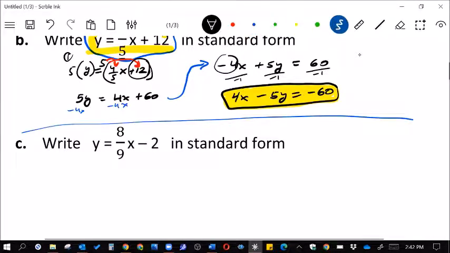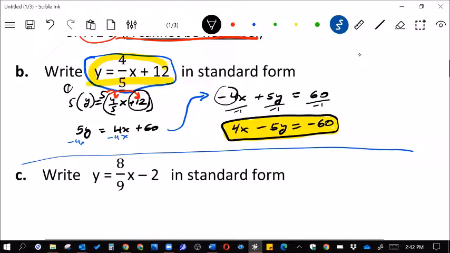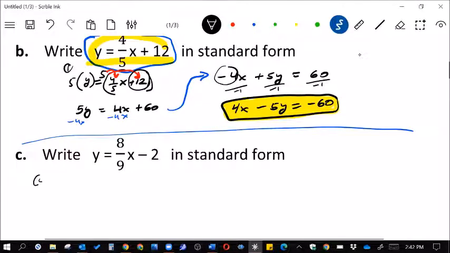Now we're going to do the same thing. This one I'll do with a second method. The second method is to not multiply by 9 first, but rather subtract 8 over 9x on both sides. Then I'll have -8 over 9x plus y is equal to -2. Notice I am careful to put the x in front of the y term. If I put it after, making it y minus 8 over 9x, I might forget later to change it by putting the x in front, because the x is supposed to be in front.